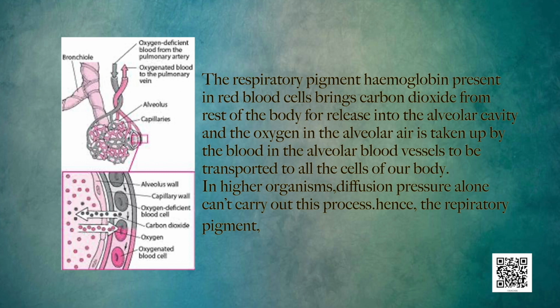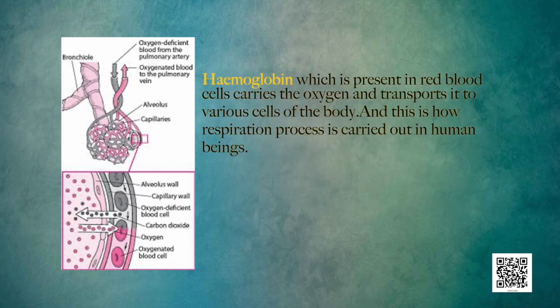The respiratory pigment hemoglobin that is present in red blood cells brings the carbon dioxide from the rest of the body for release into the alveolar cavity, and the oxygen in the alveolar air is taken up by the blood in the alveolar vessels, to be transported to all the cells of the body. In higher organisms, diffusion pressure alone cannot carry out this process, and the respiratory pigment hemoglobin, present in red blood cells, carries the oxygen and transports it to various cells of the body. And this is how the respiration process is carried out in human beings. I hope that much is clear.